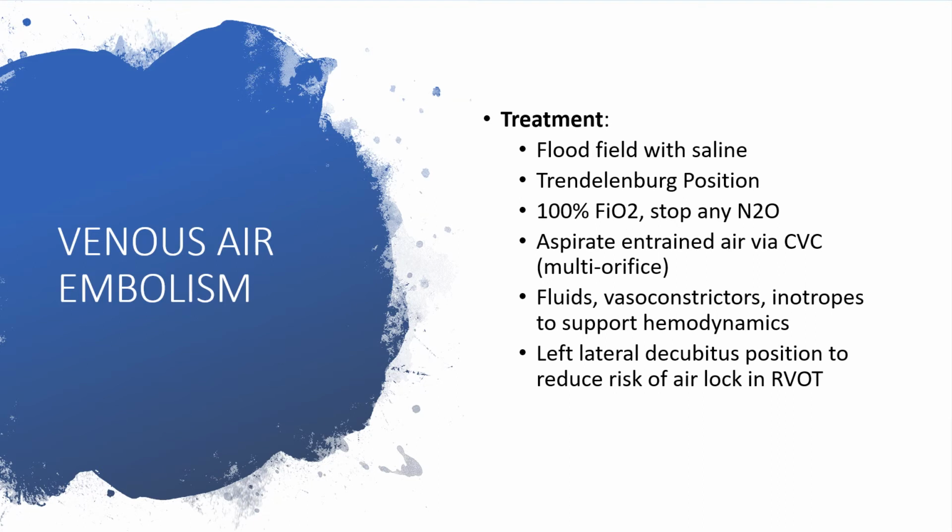Treatment involves flooding the field with saline, placing the patient in Trendelenburg position or whatever position to place the surgical field below the level of the heart, increase your FiO2 to 100%, stop any nitrous oxide that you're giving. If you have a central line, you can attempt to aspirate back and try to get out any entrained air in the right heart, and support the hemodynamics with fluids, vasoconstrictors, and inotropes.